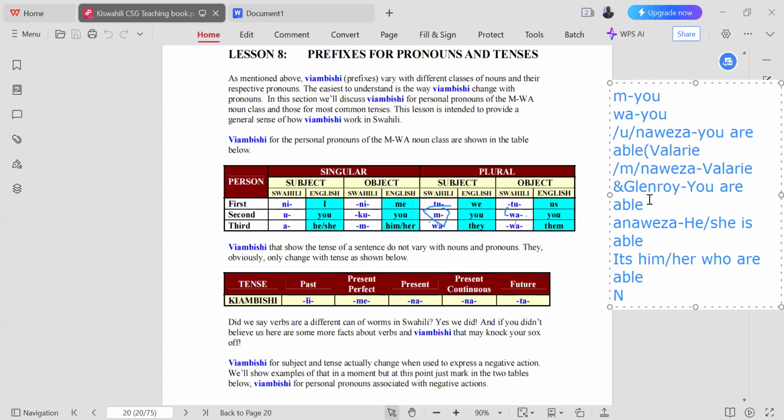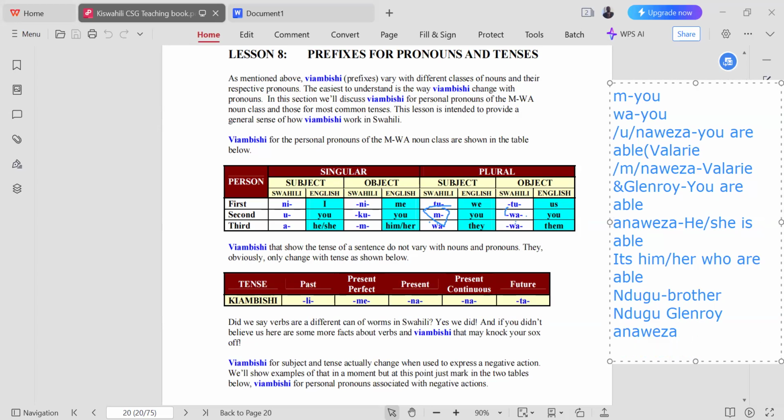If it is for Gleroi, the Swahili will call it ndugu, which is brother. So Swahili will say ndugu Gleroi anaweza, or it will say dada Valerie anaweza.